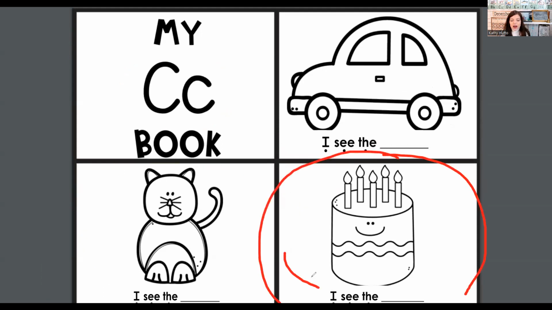Let's continue. I see the cake. I see the cake.